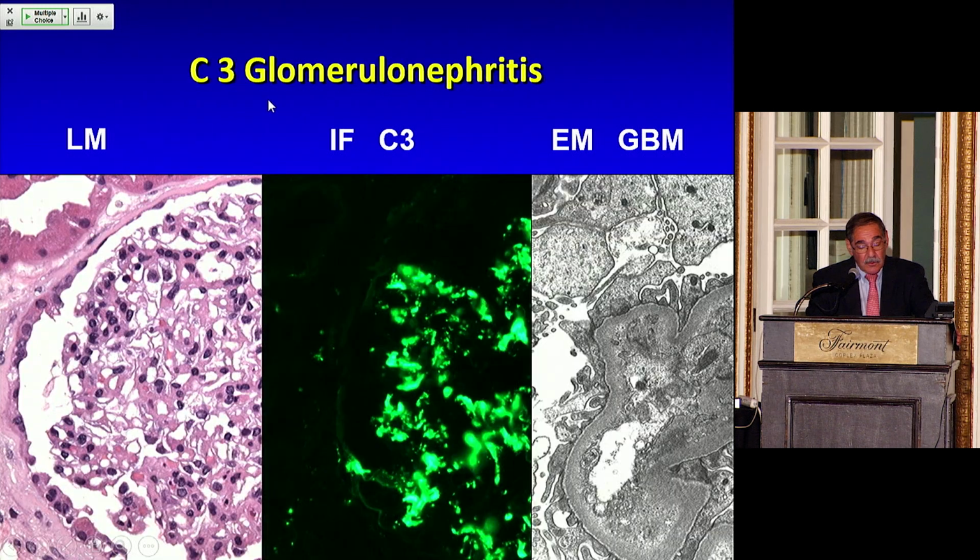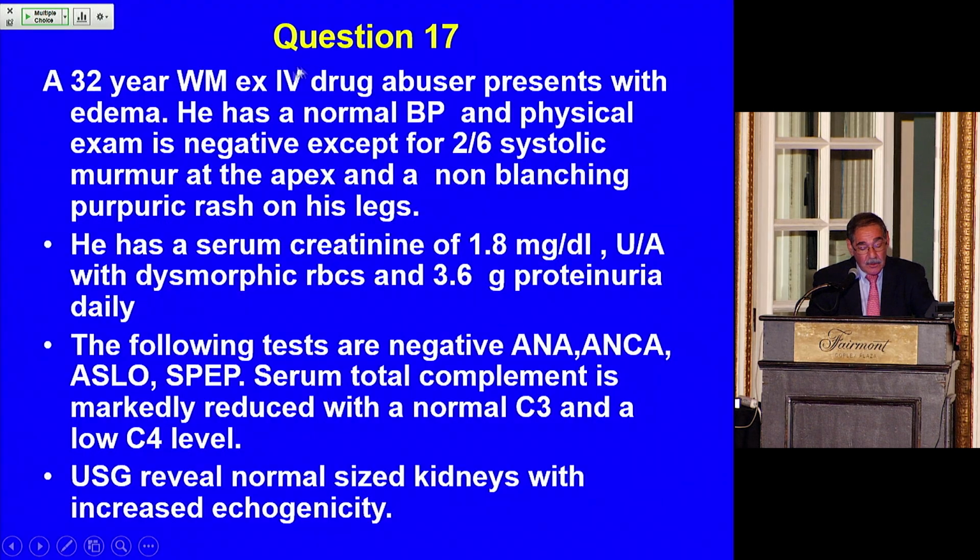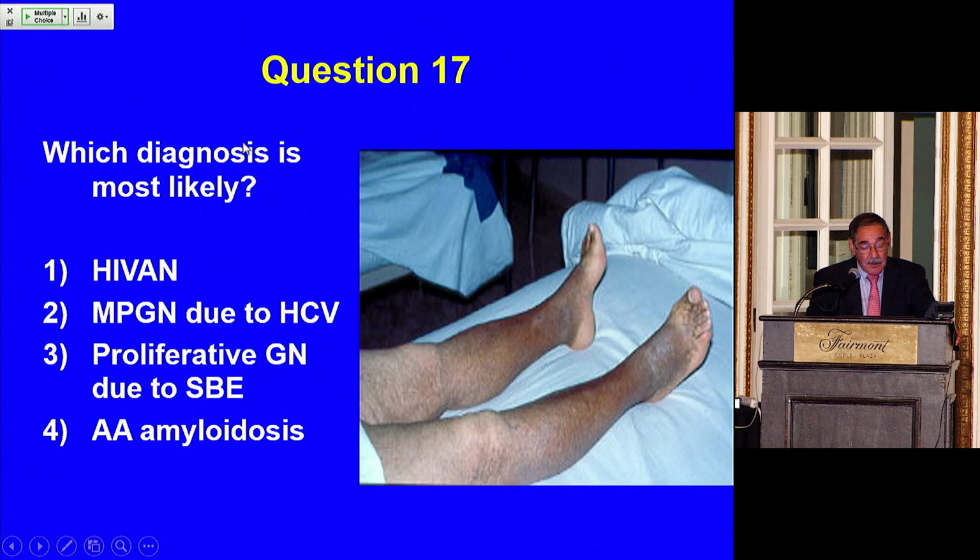Okay, we're not going to go through this in terms of this. I want to ask you another question. Okay, the other question here. I'm not even going to give you the stem of the question. Just look at this person. What is the most likely diagnosis? Is it HIV-associated nephropathy, MPGN due to hepatitis C, proliferative GN due to SBE, AA amyloid? I'm going to finish exactly on time, whatever happens here, okay? It's easy, we just stop at whatever question it is.